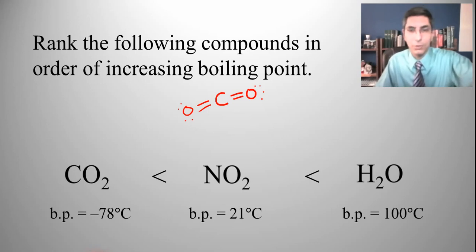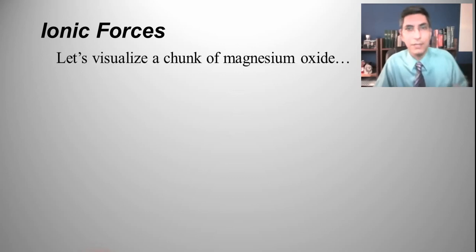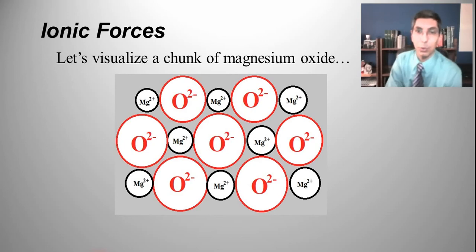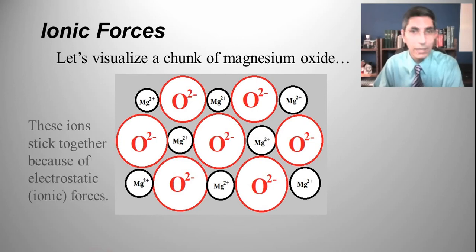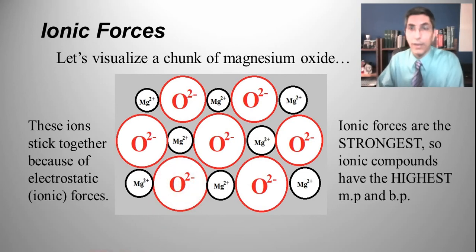Now, when we're talking about these forces, there's one last force that we really need to talk about. Sometimes we forget about this force, but it is an important one, and these are ionic forces. And when we look at an ionic compound, like let's say magnesium oxide, this is what we see. Or this is not actually what we see, but this is a nice model that helps us to understand what we see. Now, these ions, the magnesium ions and the oxide ions, they stick together because of electrostatic forces. That means that the positive attracts the negative. And that's an extremely strong force in nature.